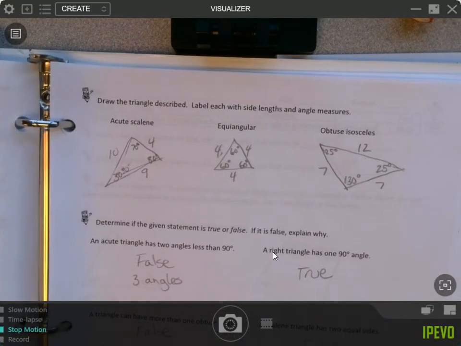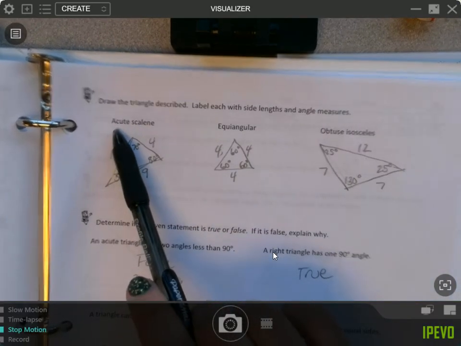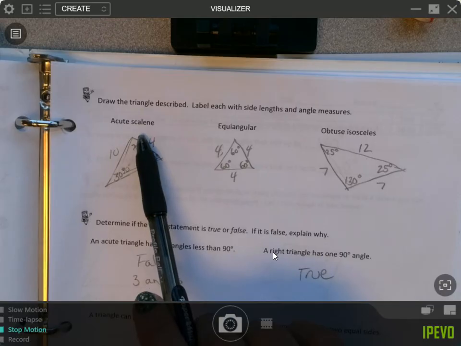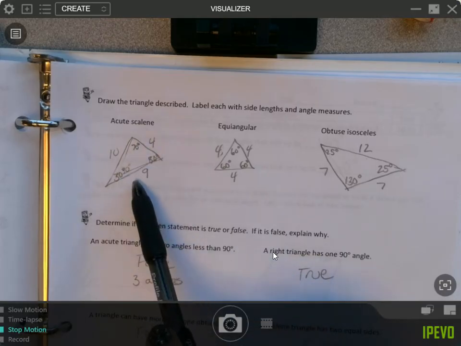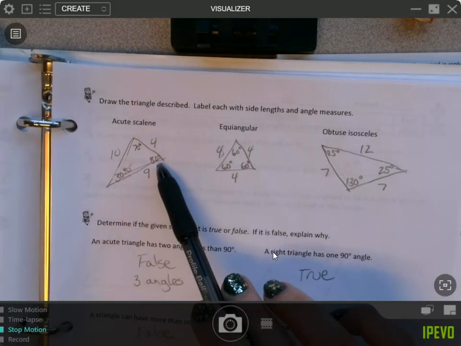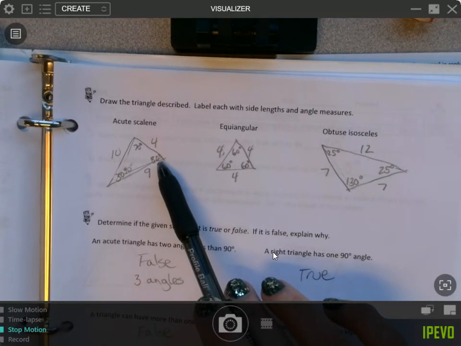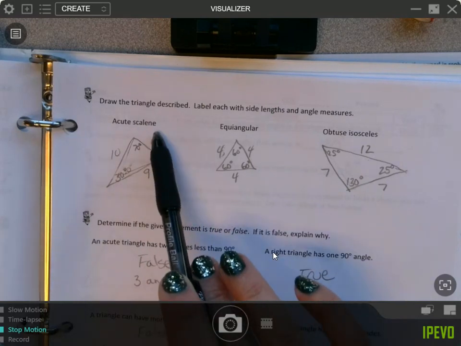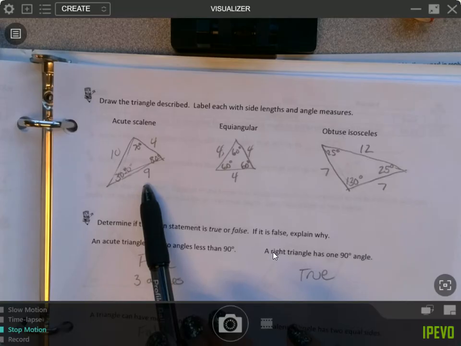All right, second page. This time, instead of listing what the triangles were, we had to see what they were classified as and label them correctly. So because it's acute, all of the angles have to be less than 90 degrees, but when we add them up, they must equal 180 degrees. And it's scalene, so all three sides have to be a different measurement.